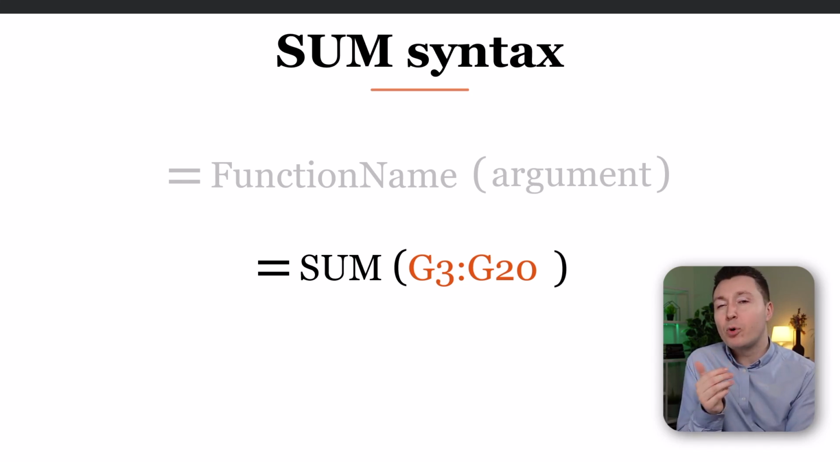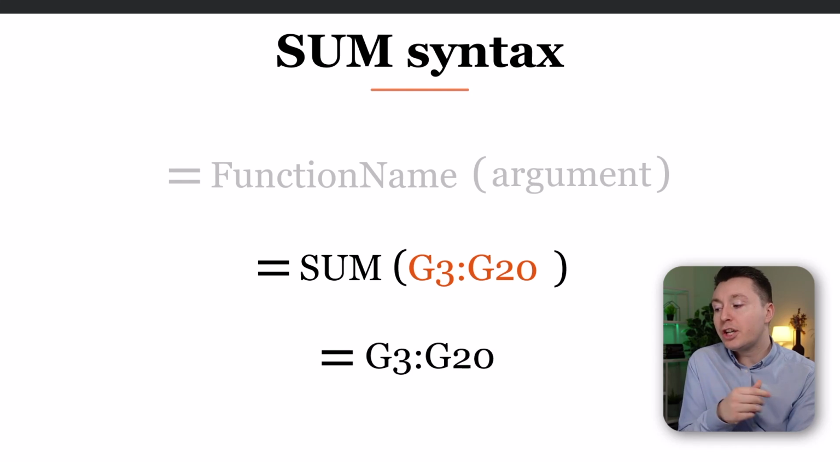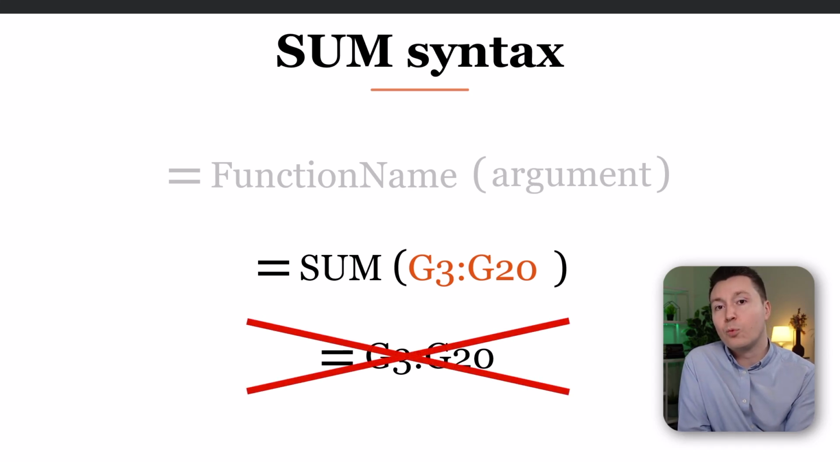Now, it's very important to note that you could not just write this in a cell and then that would sum up the range G3 through G20. It would not do it because that's a formula. You need a function, so that would not work.